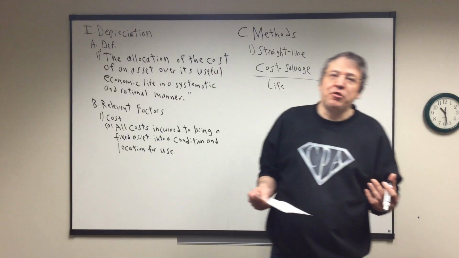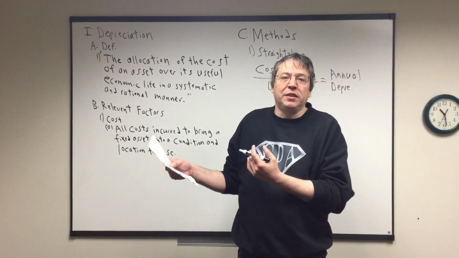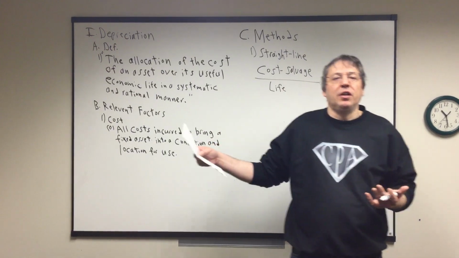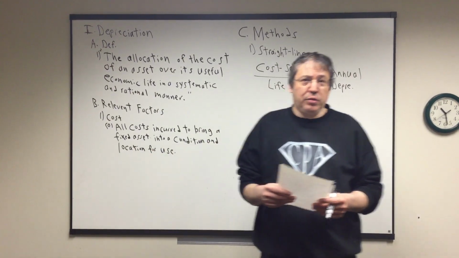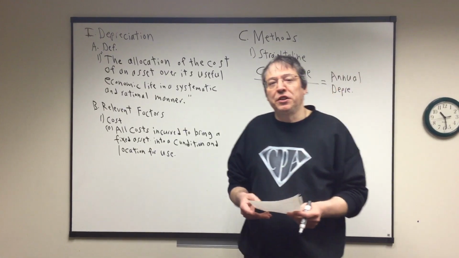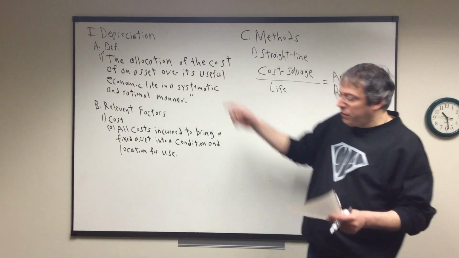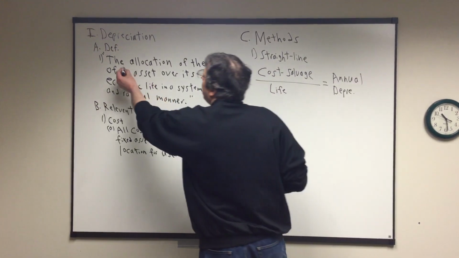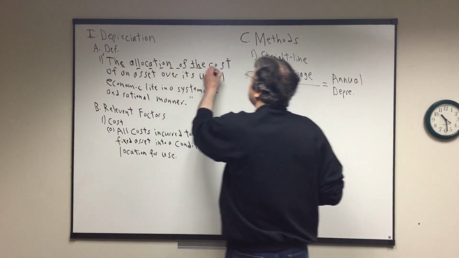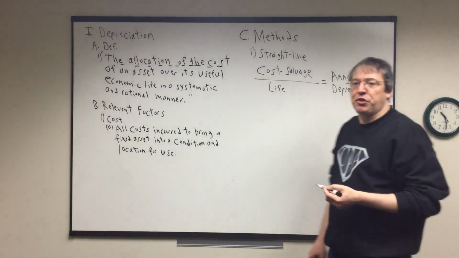So we know depreciation is really taking the cost of a long-term asset and expensing it over its life rather than all at once. The official definition, which I learned 100 years ago and still applies, is this: depreciation is the allocation of the cost of an asset, that's the main thing, over its useful economic life in a systematic and rational manner.